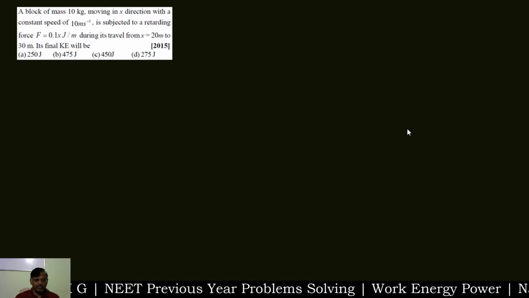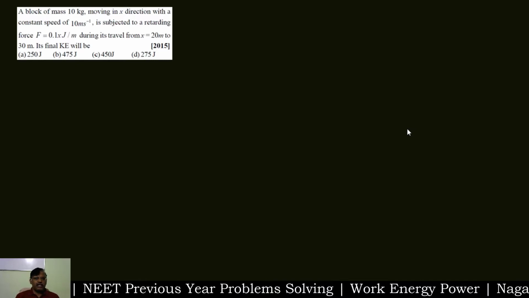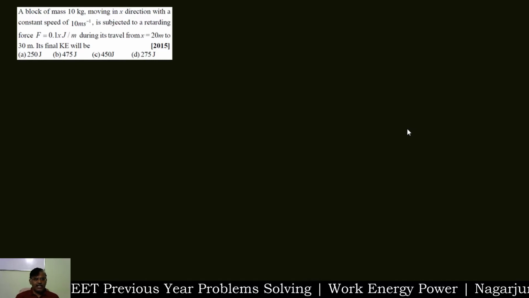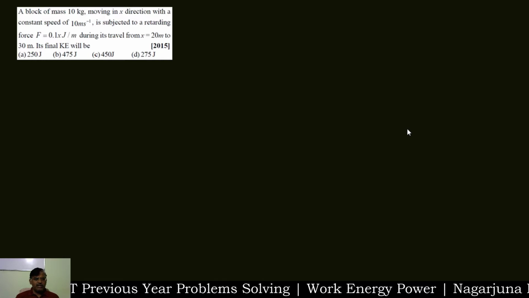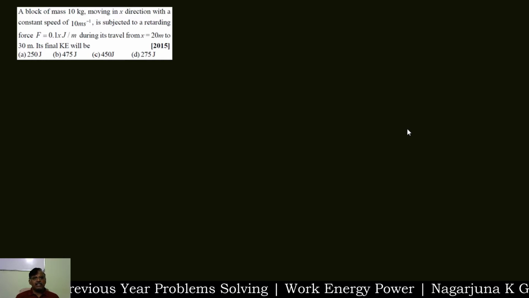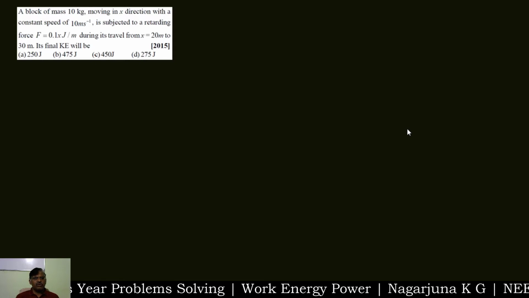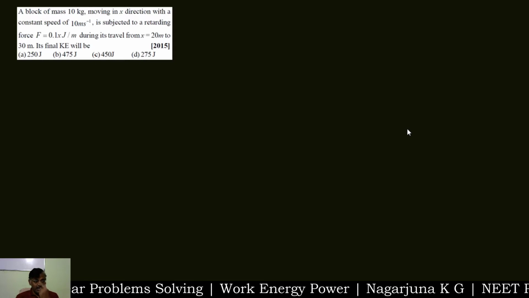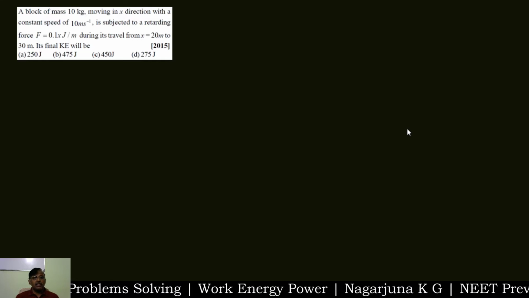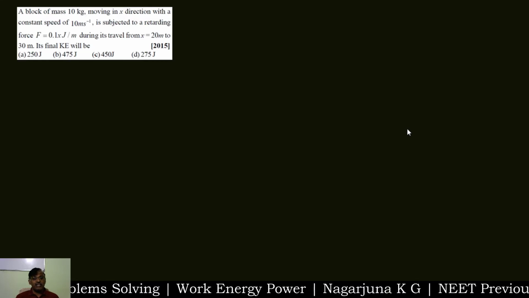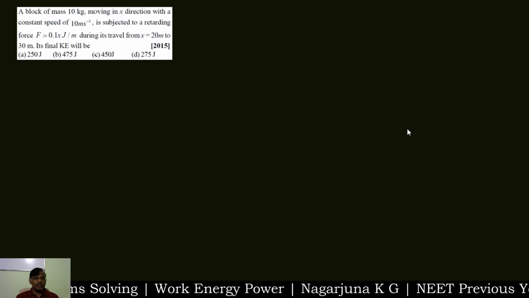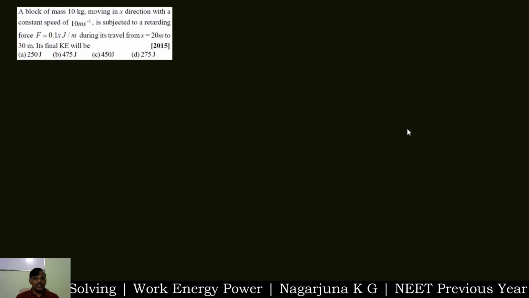Next question. A block of mass 10 kg moving in x direction with a constant speed of 10 meter per second is subjected to a retarding force capital F is equal to 0.1 into x joule per meter during its travel from x is equal to 20 meter to 30 meter. Its final KE will be.